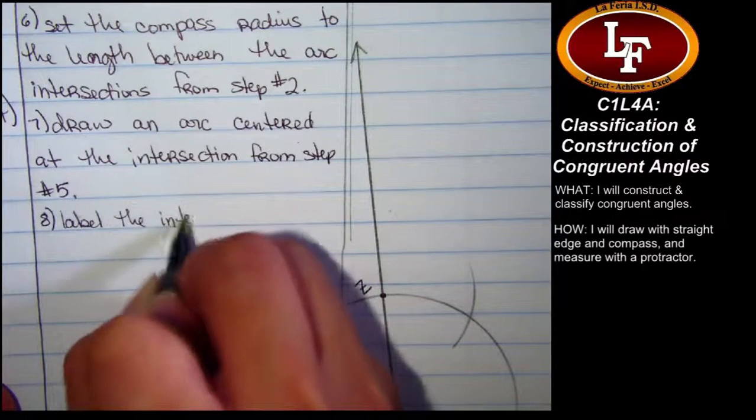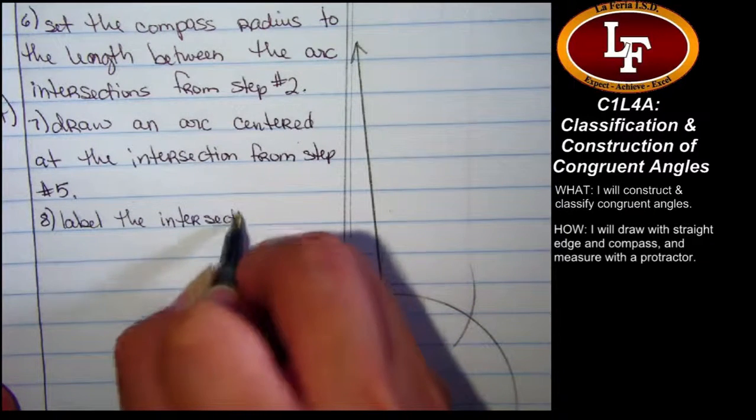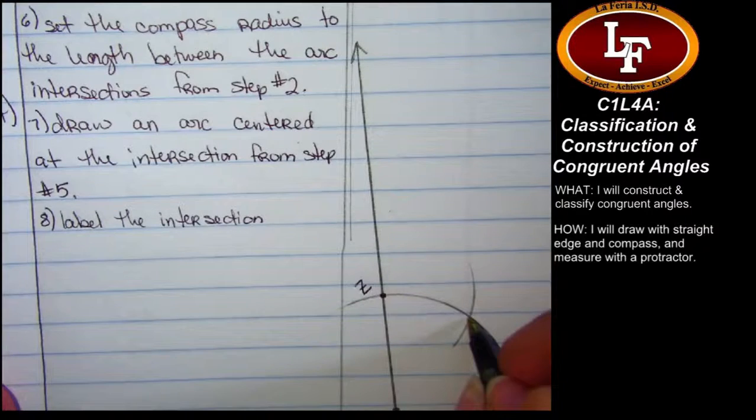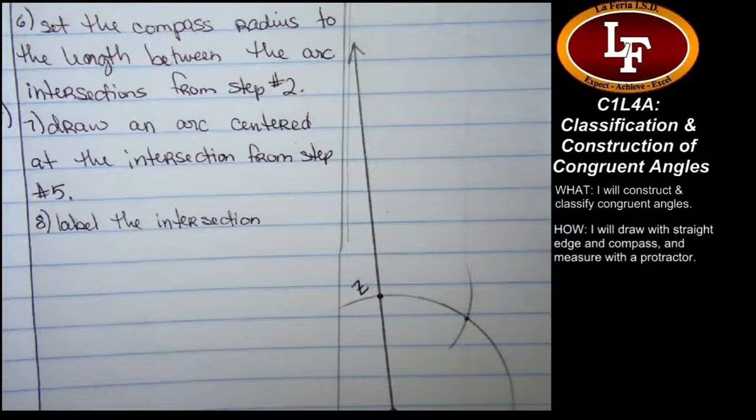Label this intersection. Can I have a label? G.